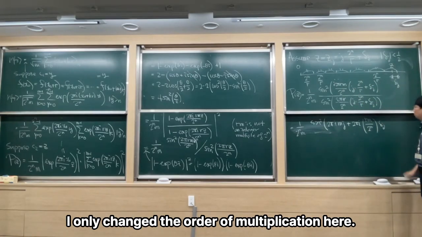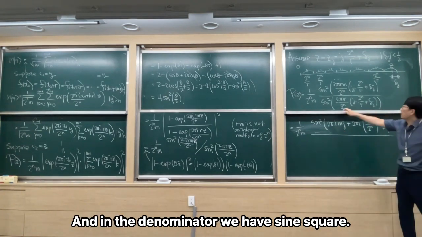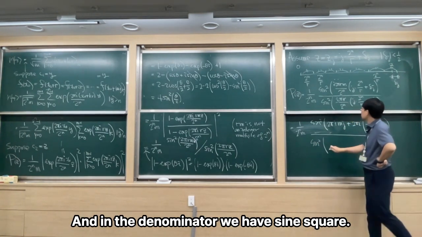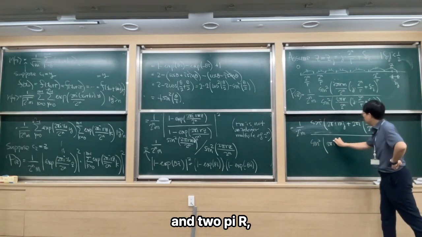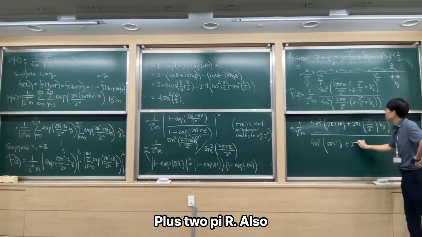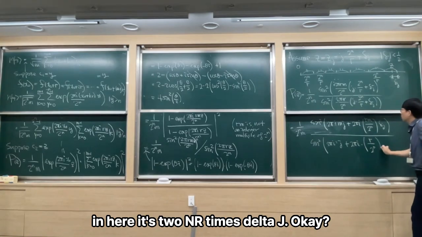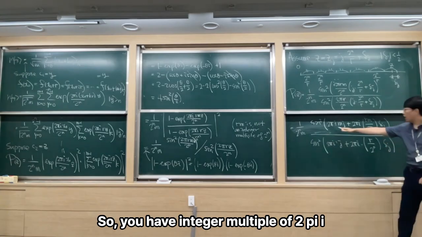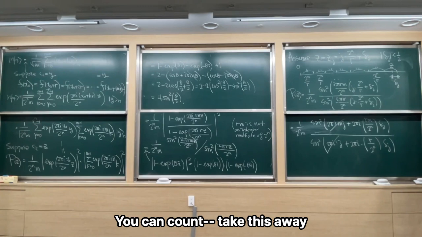I only changed the order of multiplication here. That's the j here. And in the denominator, we have sine squared. So r cancels out to j here. And 2π r, in this case, just j, right? Plus 2π r, also in here, it's 2^n r times delta_j. Okay? So you have an integer multiple of 2π i on numerator and denominator. You can take this away and see the remaining part.